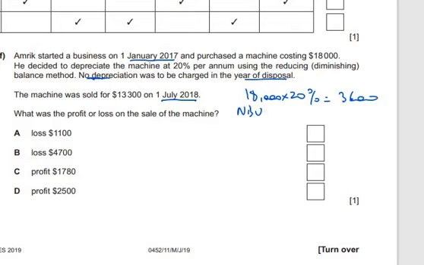Now the net book value is 18,000 minus 3,600, which is 14,400. Now we have sold it at 13,300. Again, it is another loss. So we take 14,400 minus 13,300, a loss of 1,100. So the answer is A, loss of 1,100.